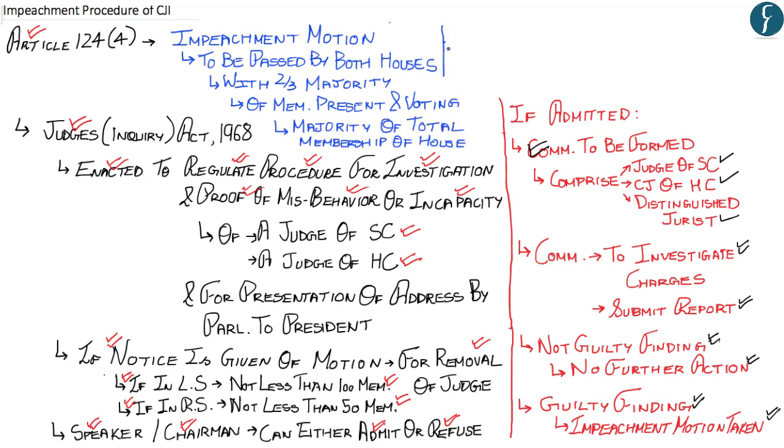And if both the houses pass this motion, it will be presented to the President of India. Now, hopefully, up till here, you've also understood that if a guilty finding has been given by the committee, then the impeachment motion is taken up, and this impeachment motion has to be passed by both houses with 2/3 majority of the total members present and voting. And moreover, it has to be passed by majority of the total membership of that house. And if the impeachment motion is passed by both the houses, it would be presented to the President of India.